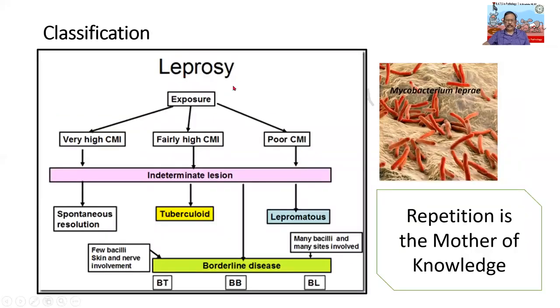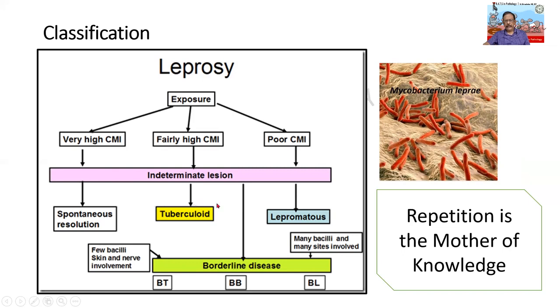In fact, if at all there is one particular slide that I would like you people to remember, it will be this. How do you classify leprosy? So on exposure, you find that there can be patients with very high cell-mediated immunity and very poor cell-mediated immunity. And in some people, it can be midway. So these are the extremes. And according to that, we get the lesions.